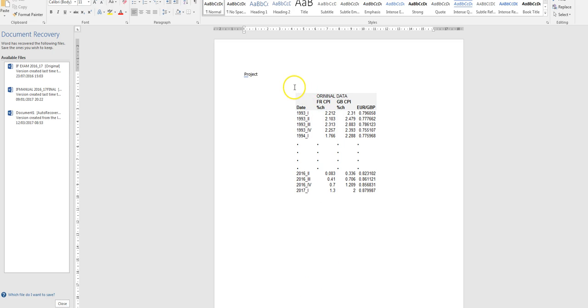As a table, you must, however, give it a proper title. So Table 1, and put in the French and UK rates.